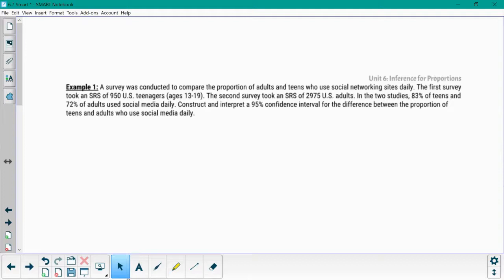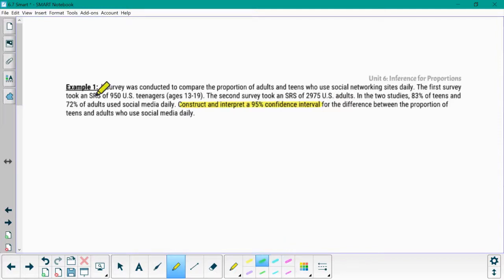Construct and interpret a 95% confidence interval for the difference between the proportion of teens and adults who use social media daily. So the first thing I'm going to do is kind of go in and highlight some important information. First thing, I'm constructing a confidence interval. Know that, always a good place to start.